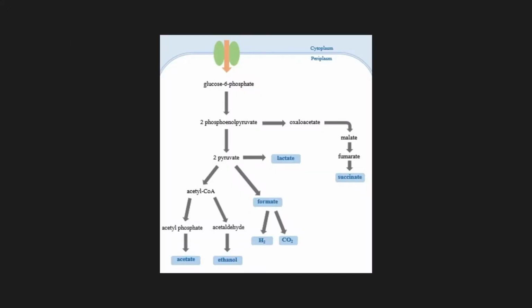You can see at the very top left, glucose 6-phosphate is going down all the way to 2-pyruvate. That's like the end of glycolysis, right? And it's creating lactate, formate, succinate, ethanol, acetate, and then you see there's some hydrogen and carbon dioxide. So this is the mixed acid fermentation pathway. The pyruvate acts as the substrate, and it is yielding all these different types of acids. So acetate, ethanol, formate, and lactate.